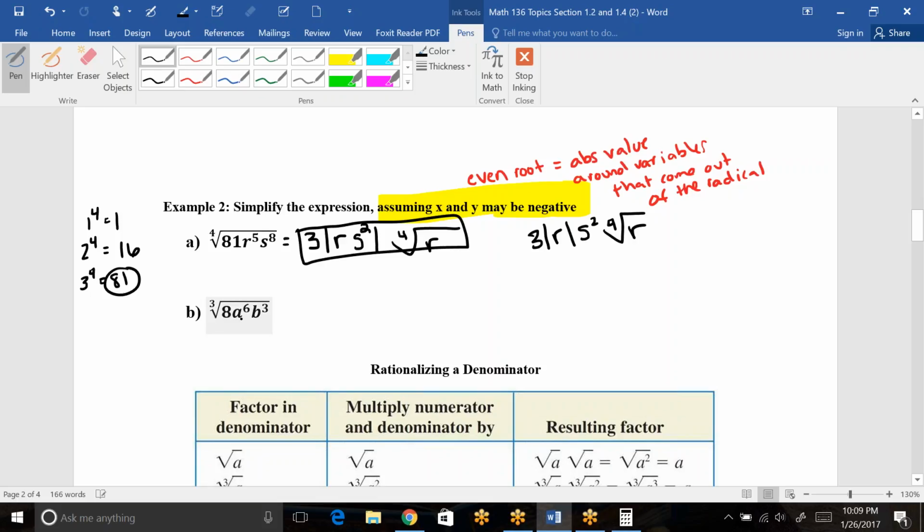Okay, and then this cubed root one, because it's an odd root, we don't need to worry about any absolute values. So cubed root of 8 is 2, 3 goes into 6 exactly twice, and 3 goes into 3 exactly once. There's not a radical left. Everything went in completely, so everything was a perfect cube.